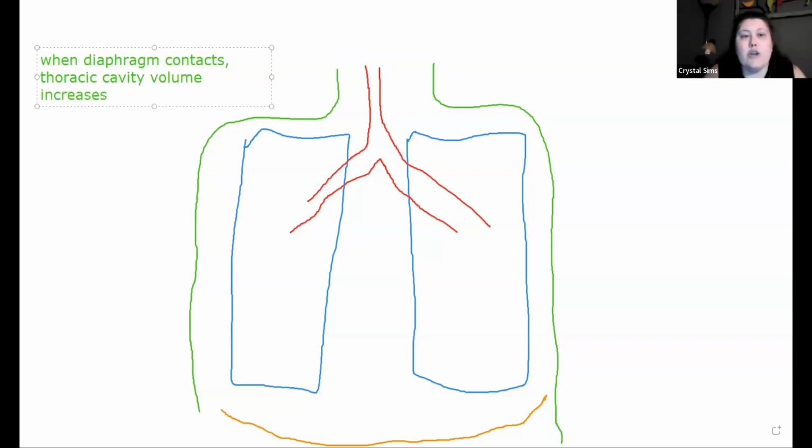So the volume increases, okay? Within the thoracic cavity, we have more space. We have more volume, more area here within the thoracic cavity now. We basically made it larger, okay? Thoracic cavity volume increases. So here's where that law of chemistry comes in. It's called Boyle's law.